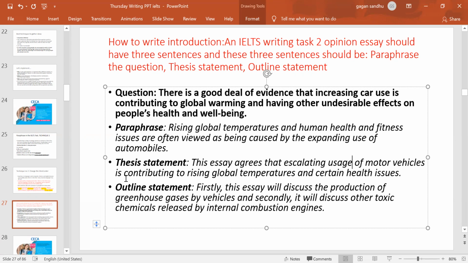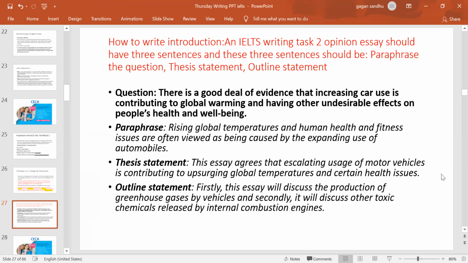Usage of motor vehicles is contributing to rising, and maybe you use another word here, you have another degree to write it: increase, rise, escalate, upsurging. Okay, I'm saying upsurging here, contributing to upsurging global temperatures and certain health issues, right?